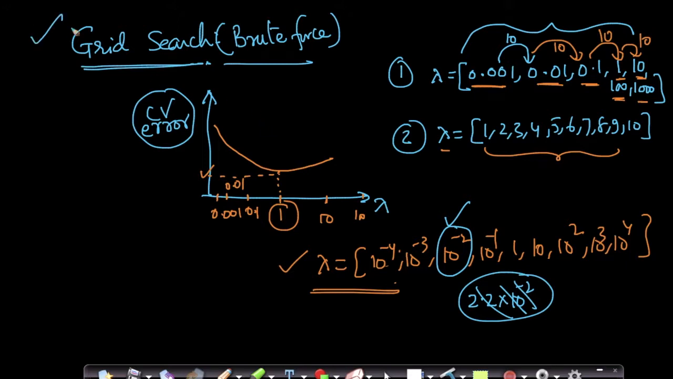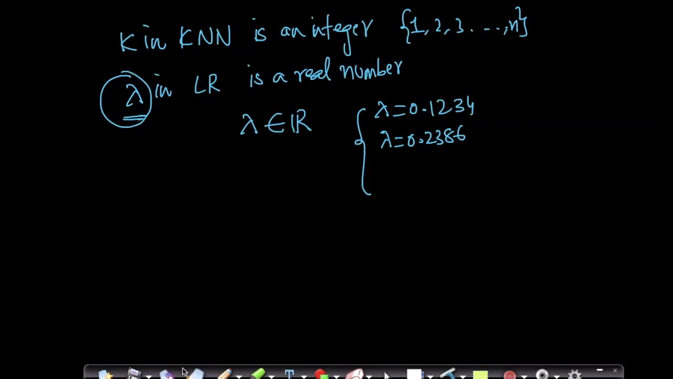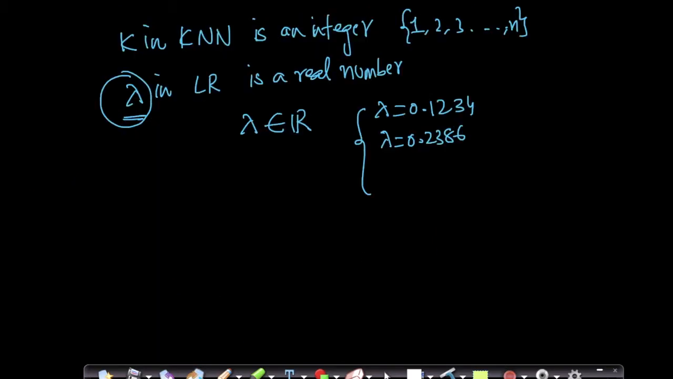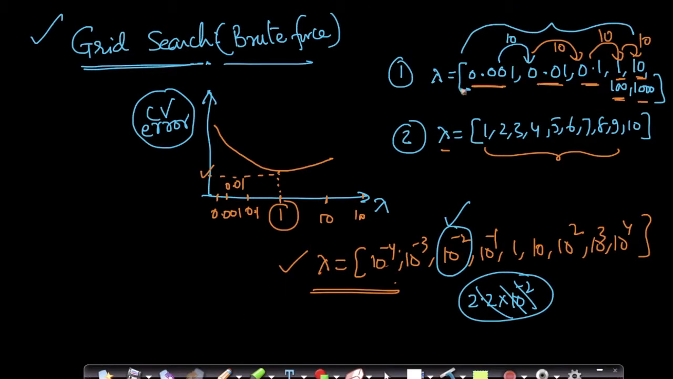Right? Remember, grid search is a brute force technique. It's a purely brute force technique. It's not a very smart technique. It's a very, very brute force technique because there is no system. In k nearest neighbor, what did we do? We searched 1, 2, 3, 4, etc. In logistic regression, since the range is much larger, I'm doing 10 power minus 4, 10 power minus 3, 10 power minus 2, etc.